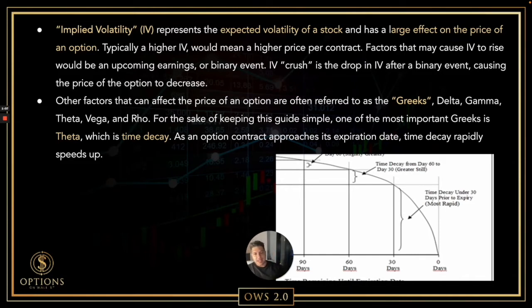Other factors that affect the price of an option are referred to as the Greeks: theta, vega, and rho. But most importantly, the main Greek I like to watch is time decay. The closer you get to the expiration of the contract, the higher or lower the price of the contract, depending on the move of what the stock does.